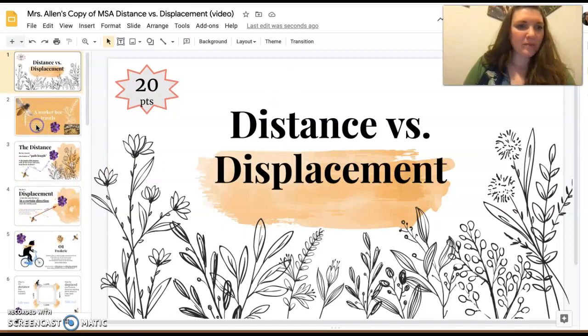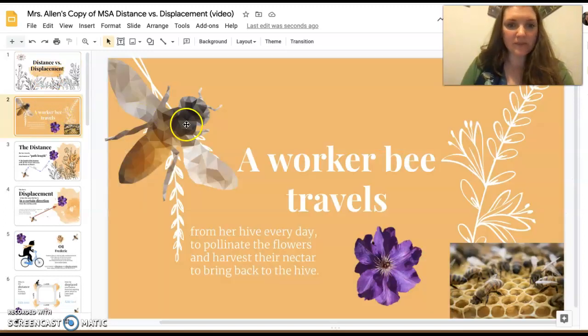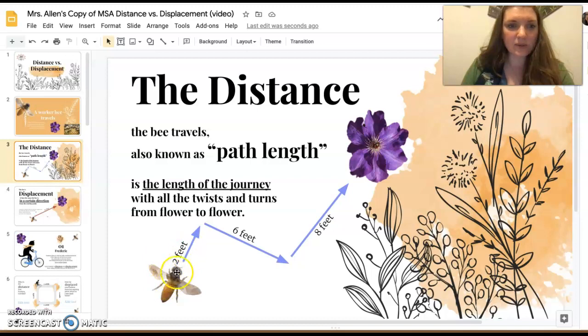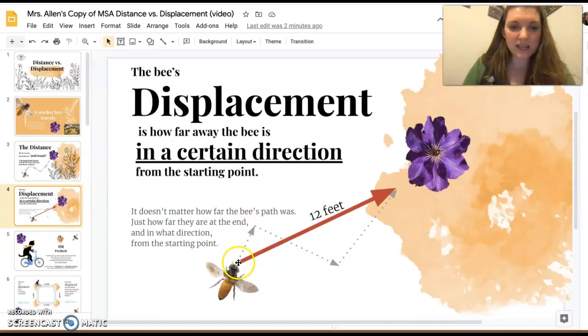So, the big idea, the difference between distance versus displacement, is that distance is basically the path length. So if a bee goes 2 feet here, 6 feet here, 8 feet here, it's 2 plus 6 plus 8, which is 16 total, right? Whereas displacement is like taking a snapshot of the bee at the start versus the bee at the final spot. That's their displacement. And something important with displacement is that you always say what direction they're moving in.